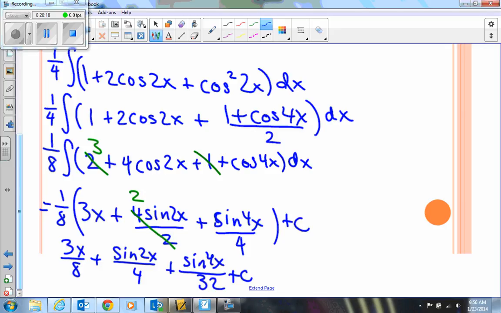So, when you just have a cosine or sine to an even power, you should think power reducing. And normally you're going to have to do it more than once.